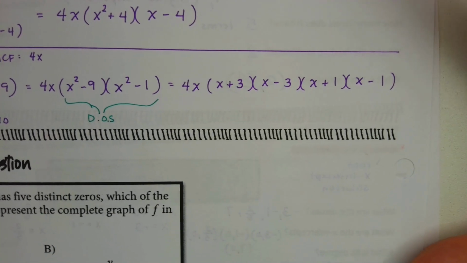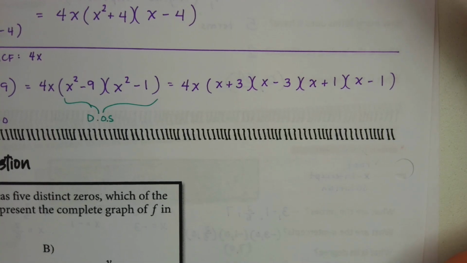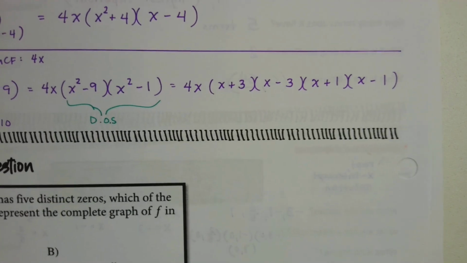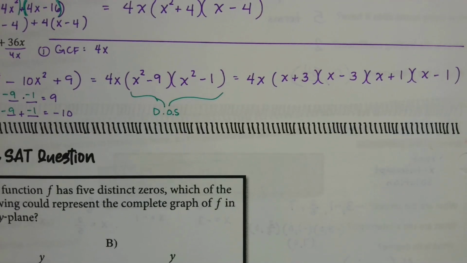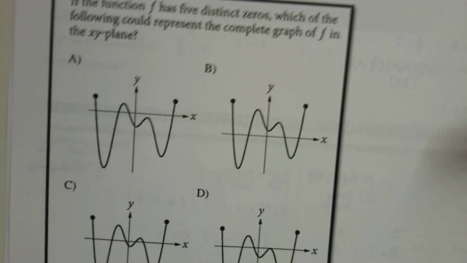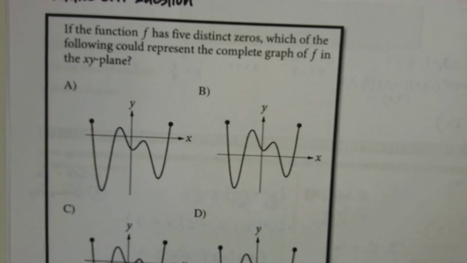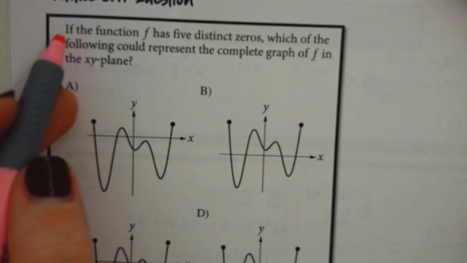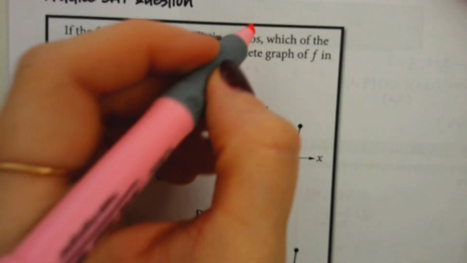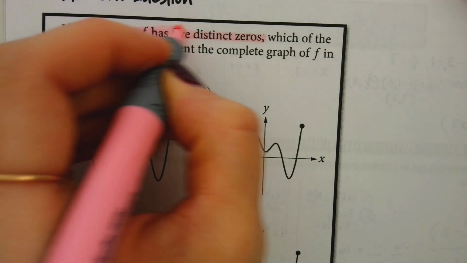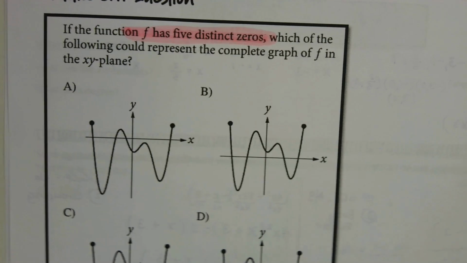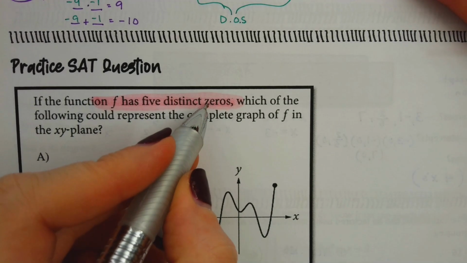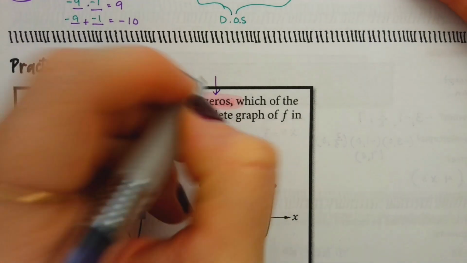All right, looking at our practice SAT question, it's a graph. Even though we haven't learned anything about how to graph a polynomial function, we can answer this question just using the knowledge from today. It says, if the function f has 5 distinct zeros, which of the following could represent the complete graph of f in the xy plane? So this key right here is what's going to help us answer it. 5 distinct zeros. What are our synonyms for zeros? X-intercepts.